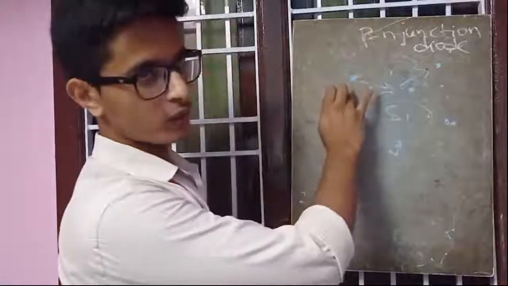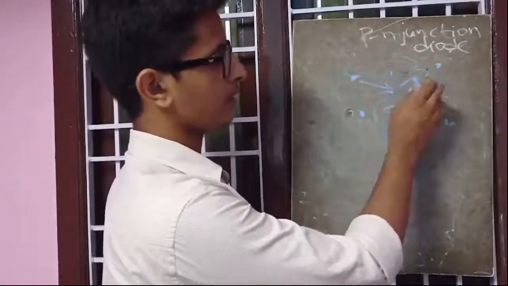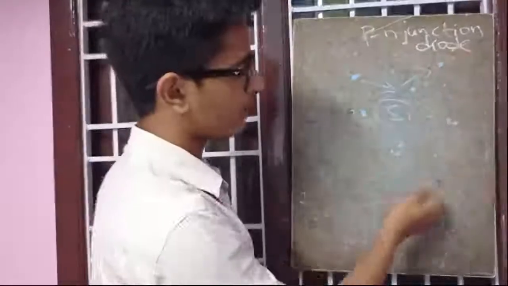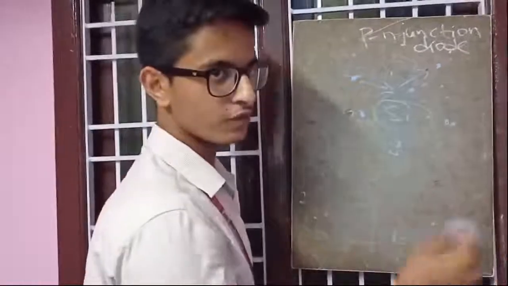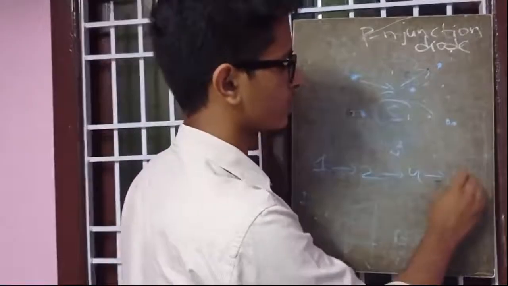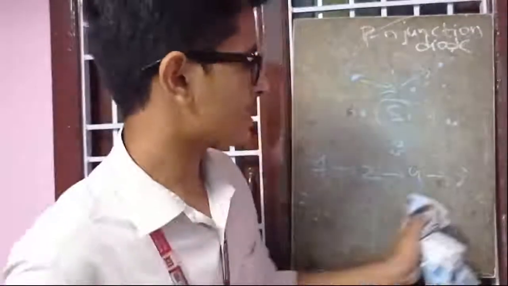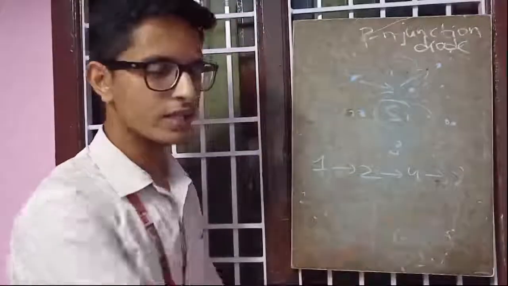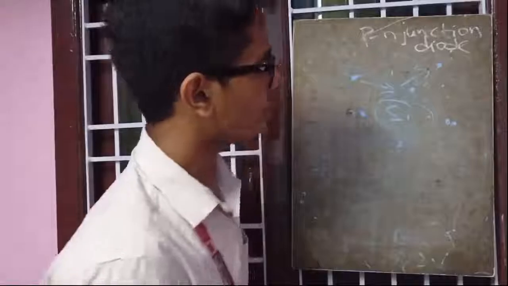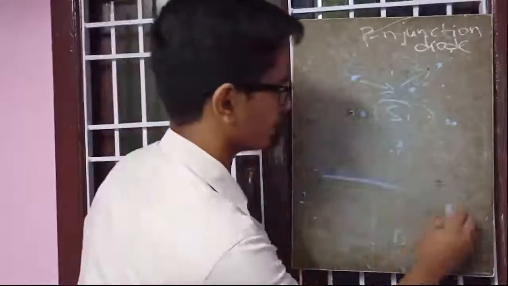So one electron ejects one electron. These two electrons may collide with other two atoms and may eject four electrons. That means 1 gives rise to 2, 2 gives rise to 4, 4 gives rise to 8, and so on. This is known as avalanche multiplication, and this breakdown is known as avalanche breakdown. So because of avalanche breakdown, there is a sudden increase in current in reverse bias.